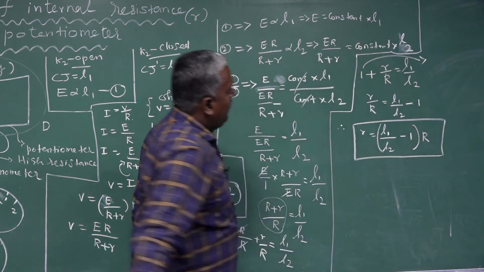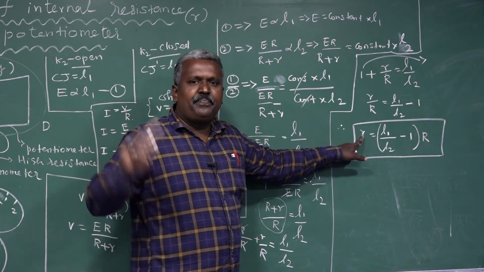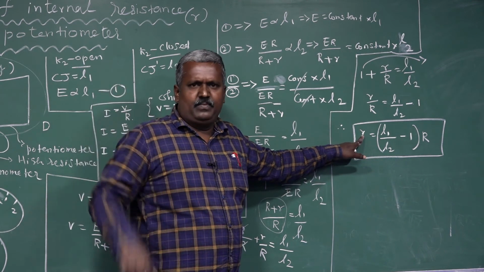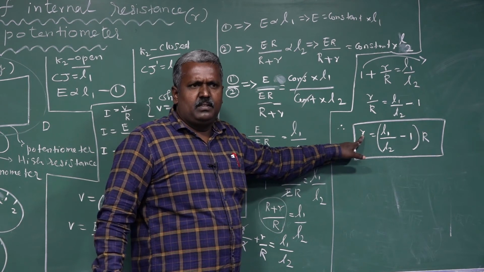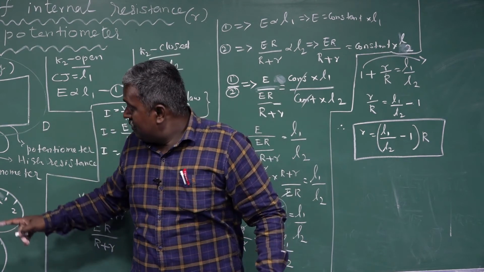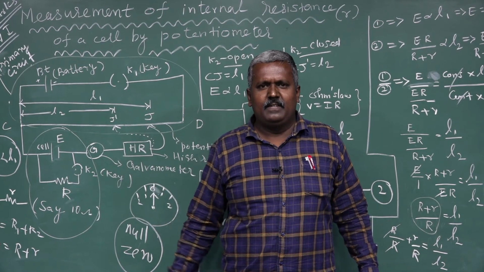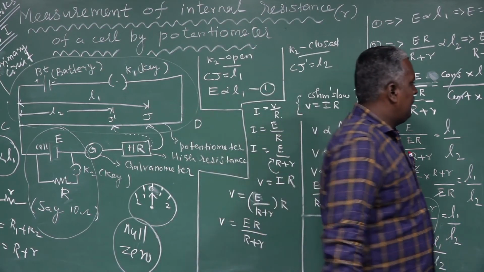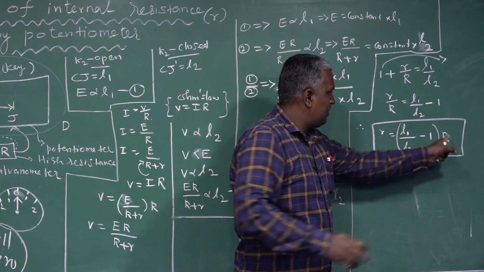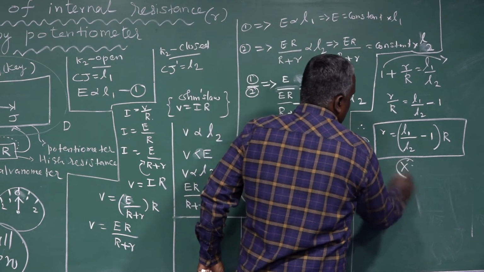Okay? Clear? That is called the internal resistance of the cell. Internal is small; external is large, its value is caps R. So small r is equal to L1 by L2 minus 1 of caps R. Very, very important formula.